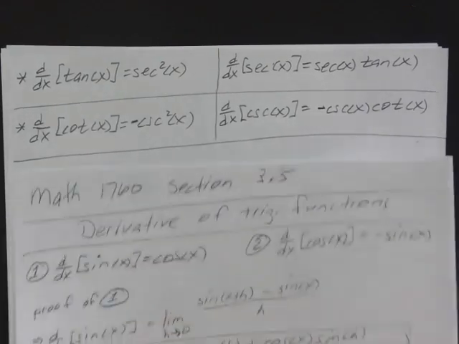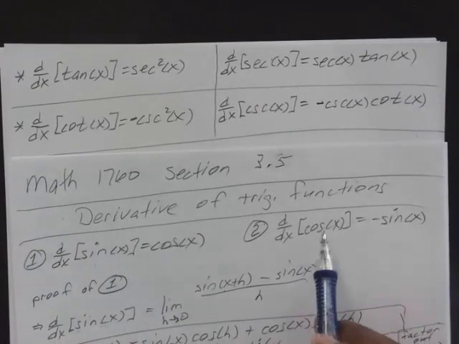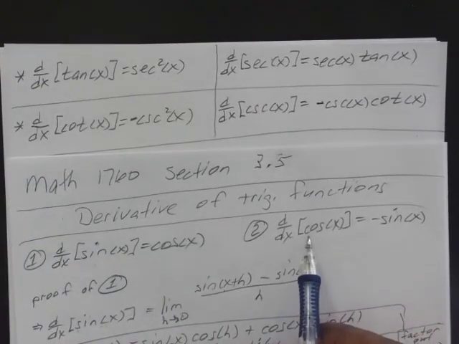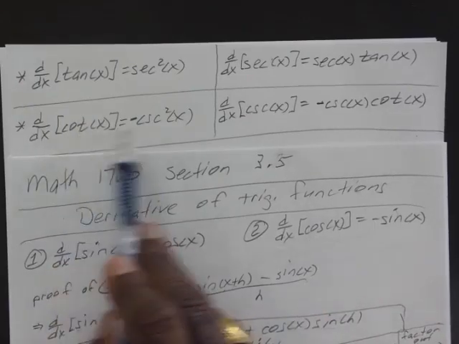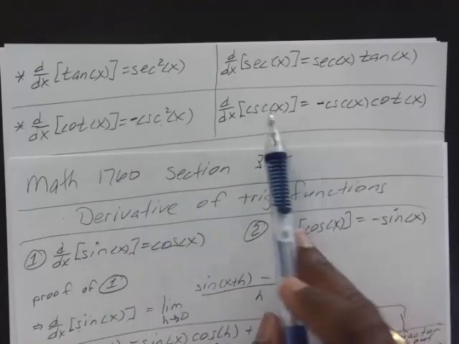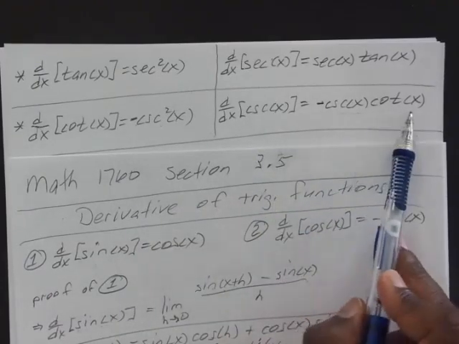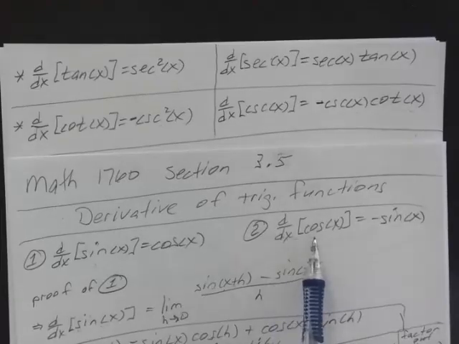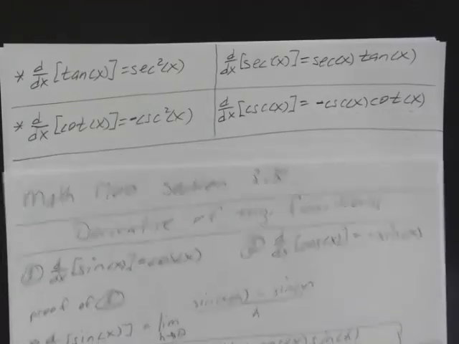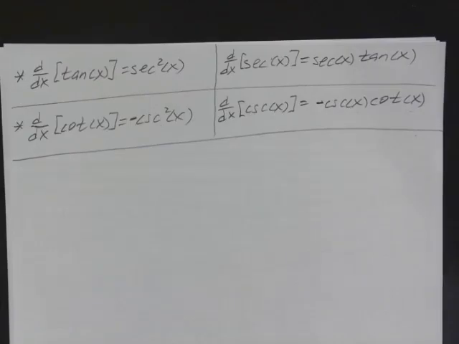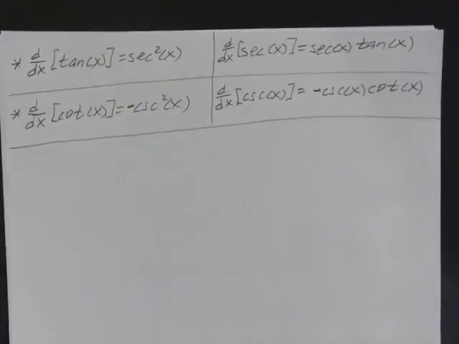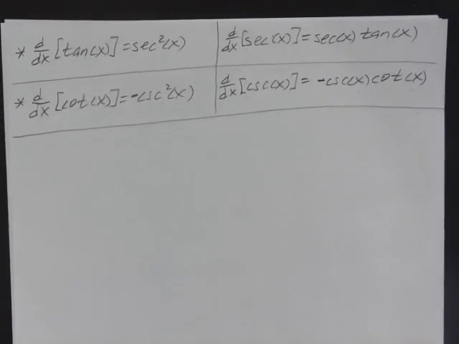Okay, so one thing, if you notice, the derivative of all the cofunctions are negative. Derivative of cotangent is negative cosecant squared. Derivative of cosecant is negative cosecant cotangent. The derivative of cosine is negative sine. So those are the only ones that are negative. That just kind of gives you something to notice when you're writing out your derivatives, that the cofunctions are the negative ones.